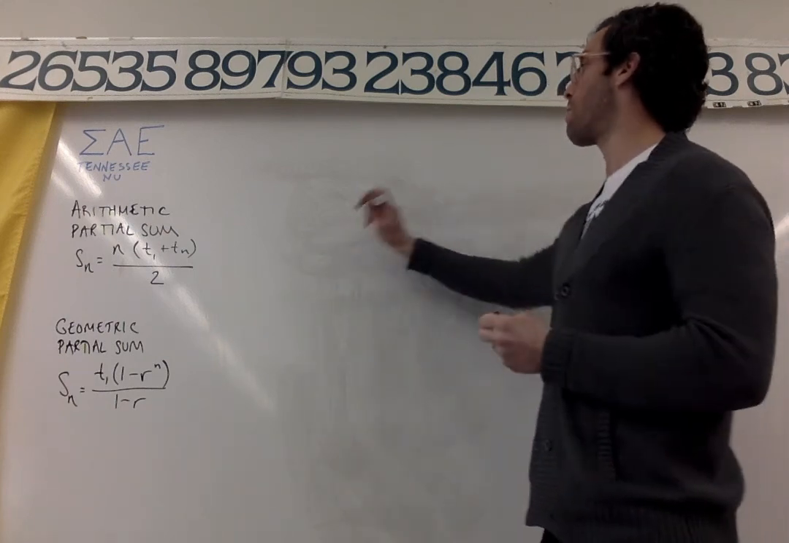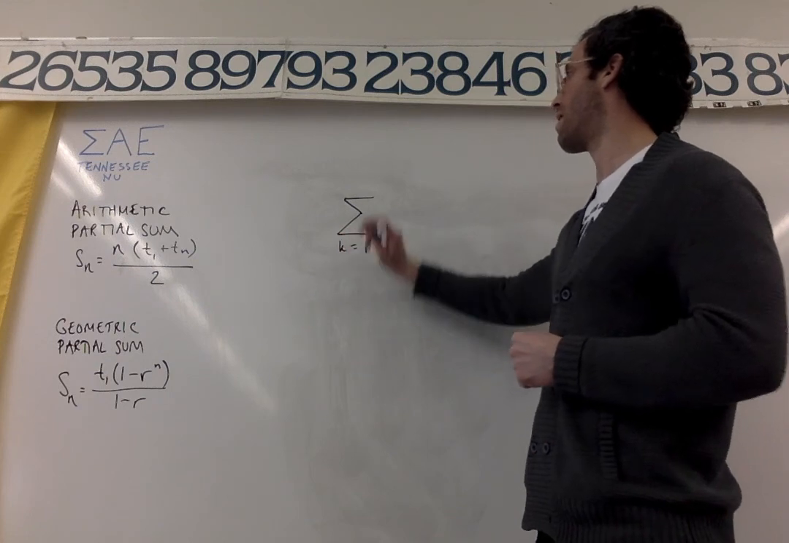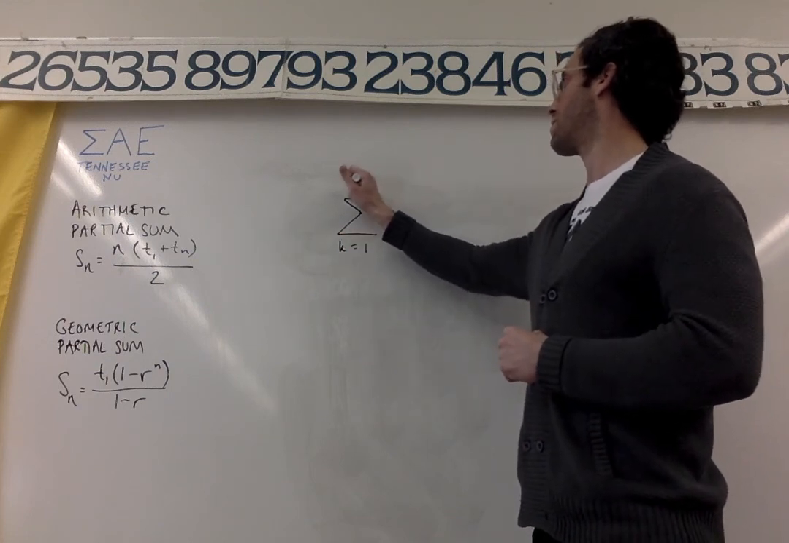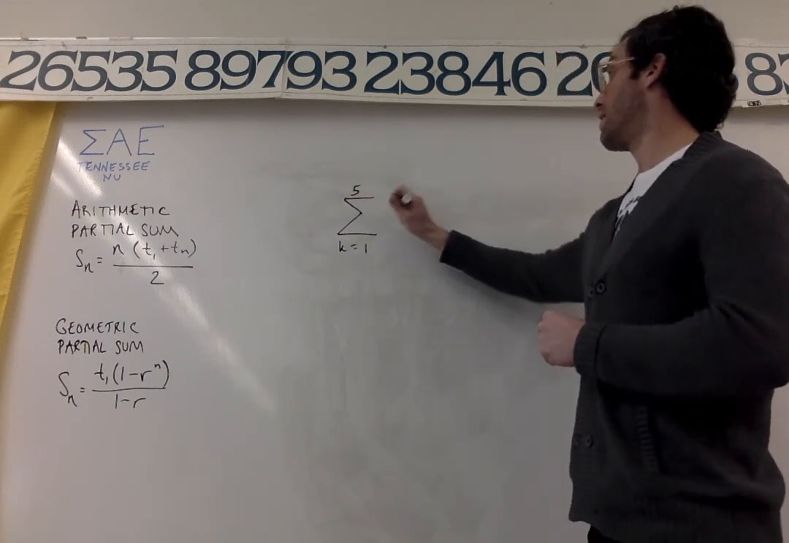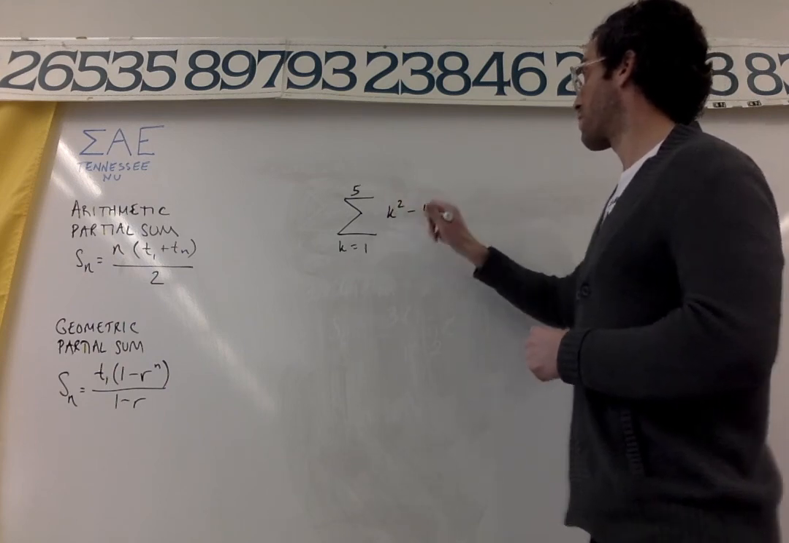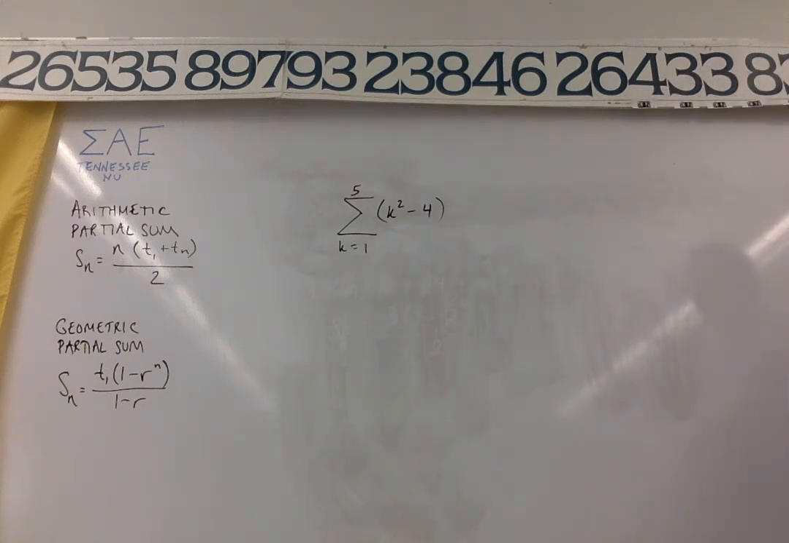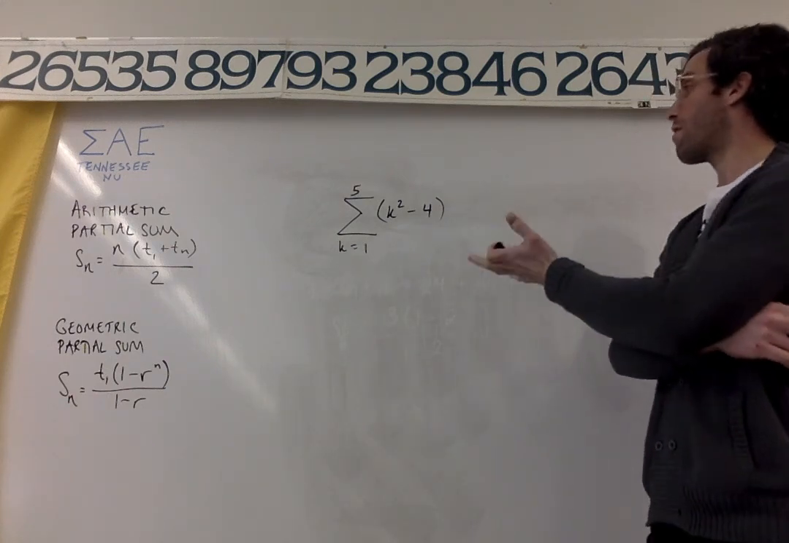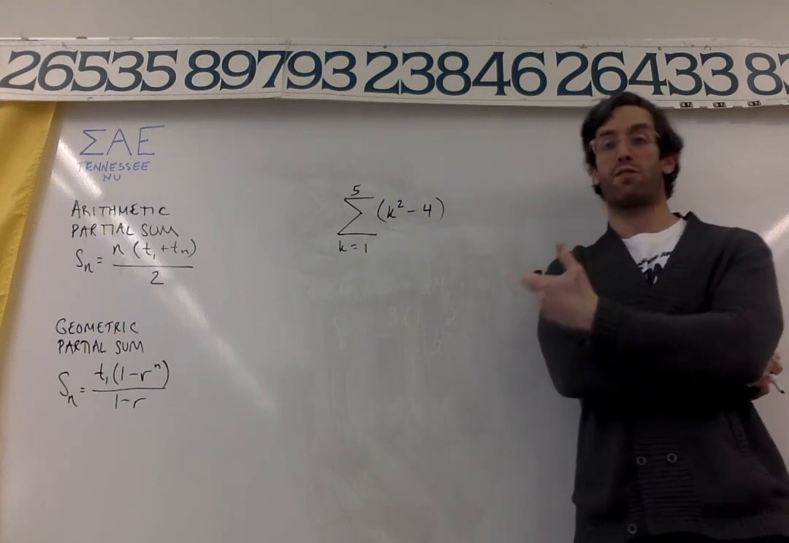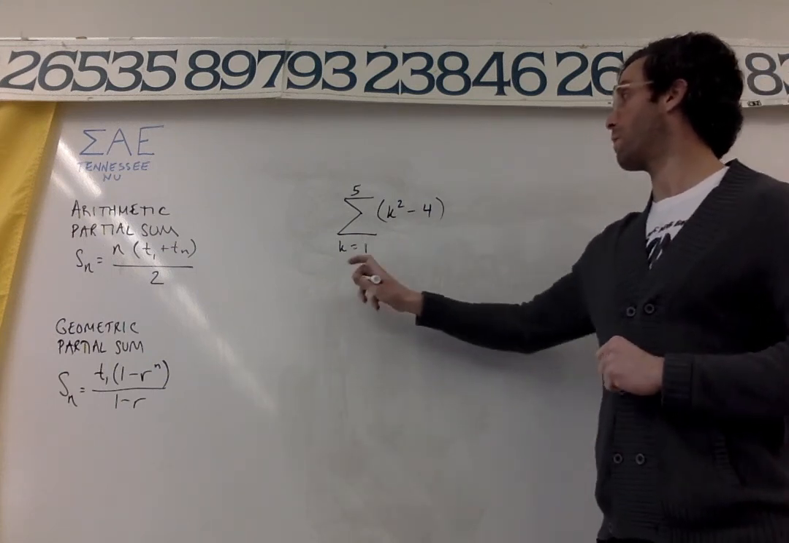All right, let's just do one more example, something like that. So here, say k equals 1 to 5 of, say, k squared minus 4. Maybe you have parentheses there, maybe you don't. It's not really a big deal. So this one is not arithmetic, nor is it geometric. It's just really a quadratic. So you'd have to list these values all out separately.